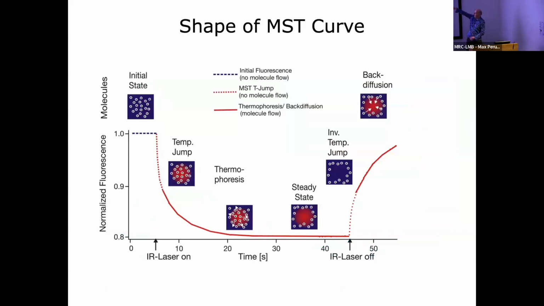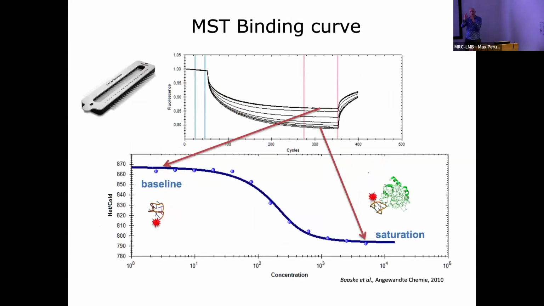The signal you get is an initial state, then you get a temperature jump when you turn on the IR laser, then you get thermophoresis movement out of the spot, and when you turn off the IR laser, things come back again, you get back diffusion. So if you had lots of capillaries with the same concentration of labeled material, and different concentrations of an unlabeled binding partner, then you're going to change that thermophoretic movement because you change the size, the charge, the conformation or the hydration shell. And so you can fit this binding curve, so it's a depletion curve.